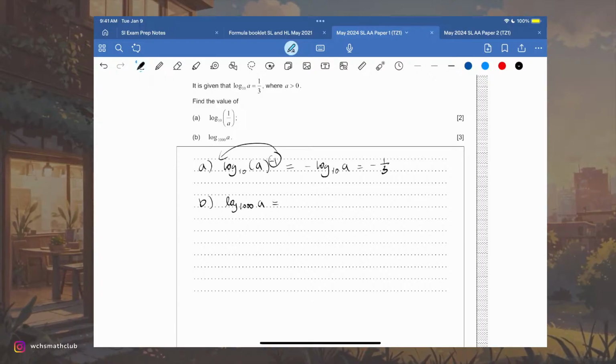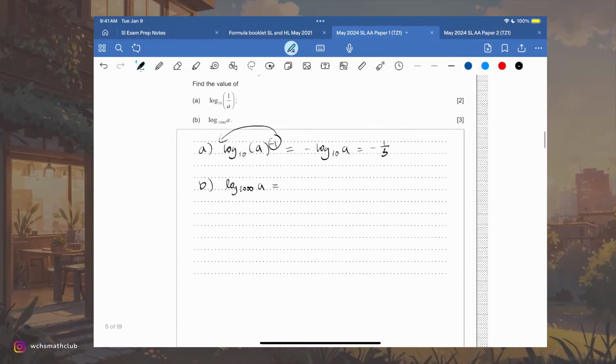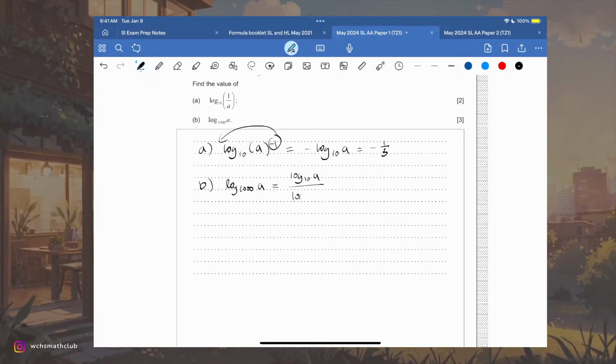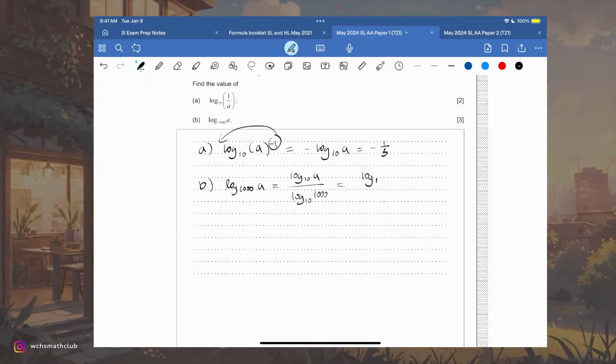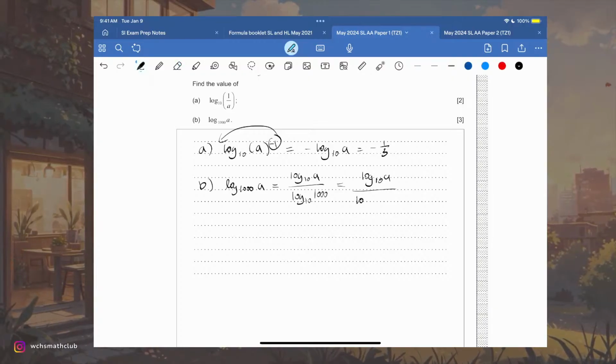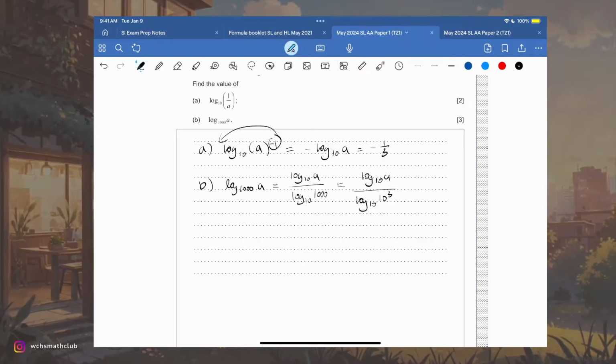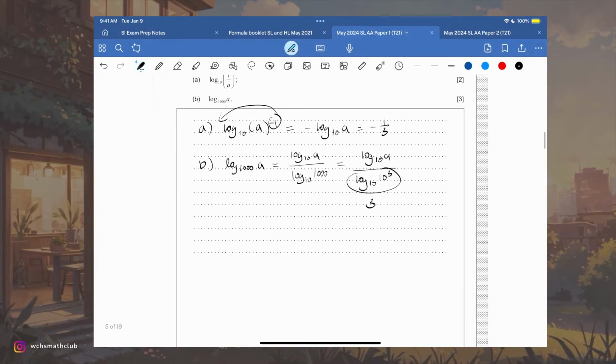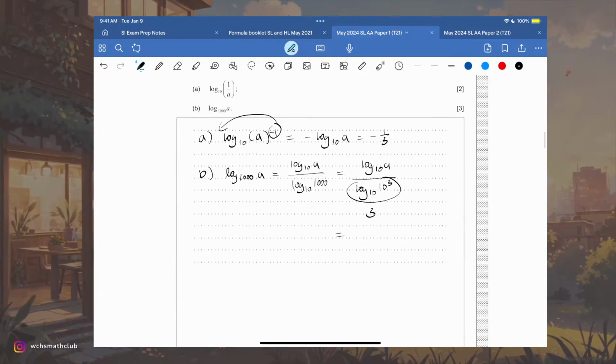So here we can use the change of base formula to change everything to base 10. So log base 10 of a, and then log base 10 of 1000. Rewrite this in a way that looks a little simpler, which would be log base 10 of 10 to the power 3. And we know that this part just equals 3 because log base 10 of 10 is 1, and then when you bring the exponent to the front, 3 times 1 is 3. So this gives us the final answer of 1 over 3 divided by 3, which is 1 over 9.